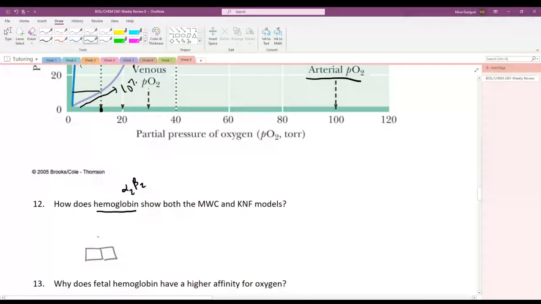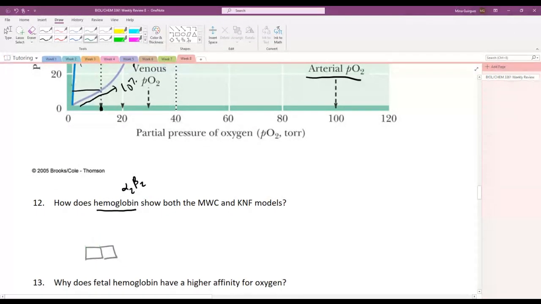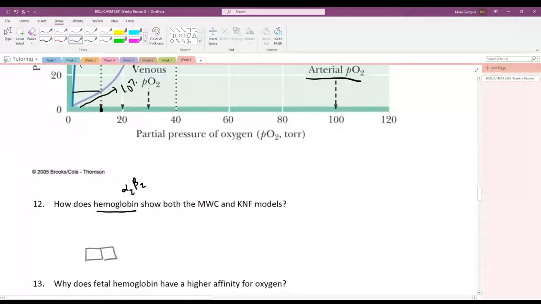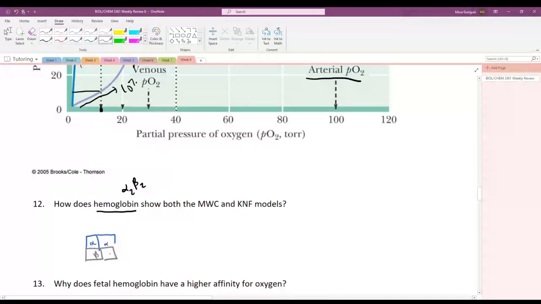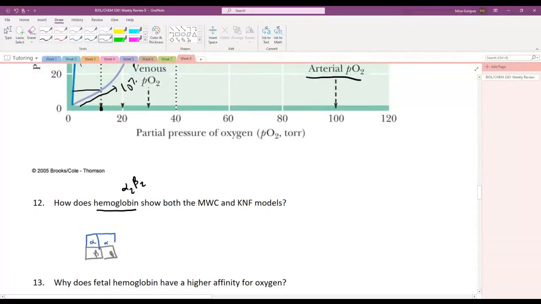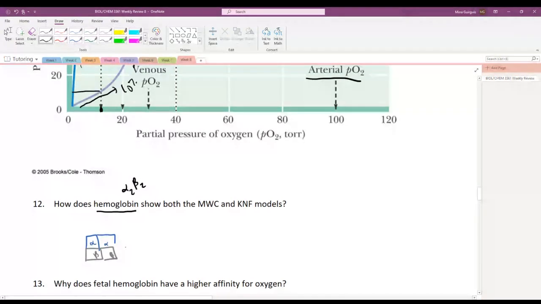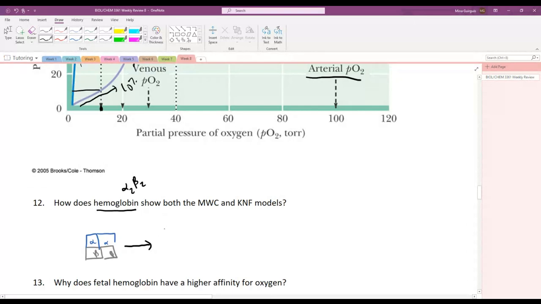Okay, and I'm going to draw the beta in gray and the alpha in blue. Just like we talked about with the KNF model, the first thing that's going to happen is one of our subunits is going to bind to an oxygen. Okay, and in this case, it's going to be one of our alpha subunits.